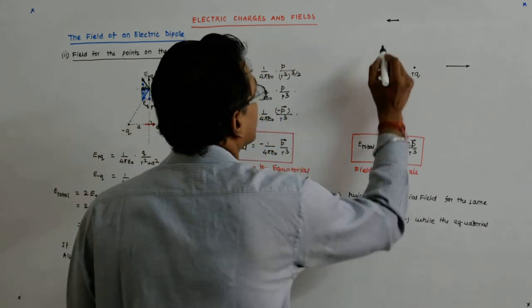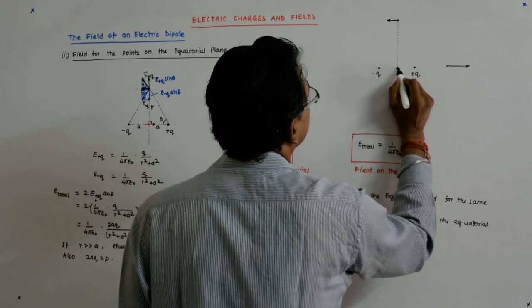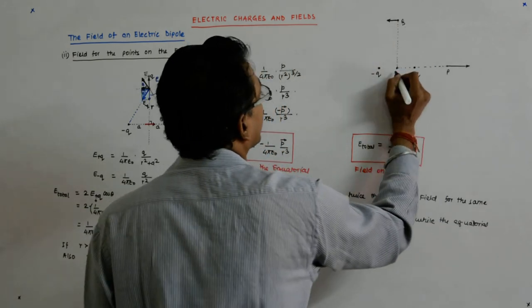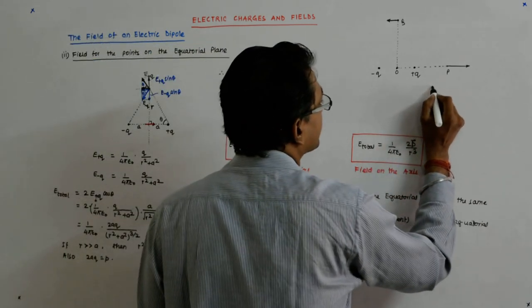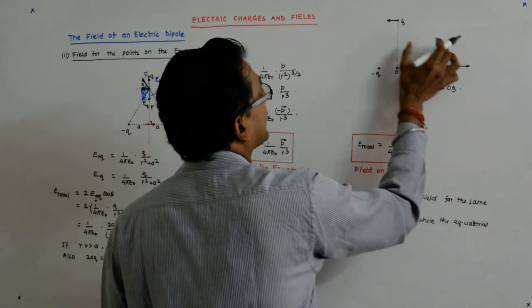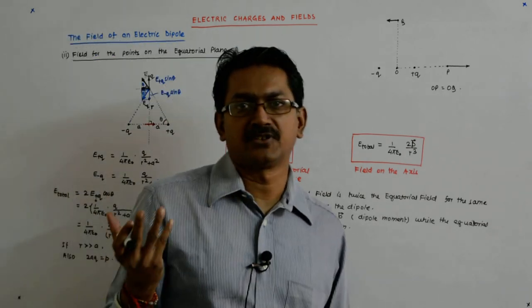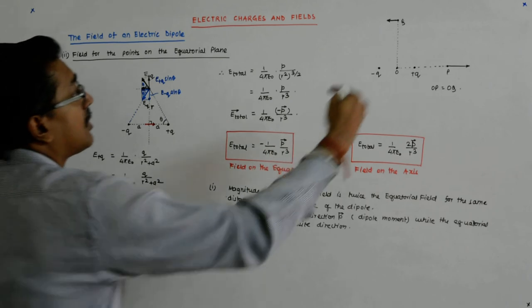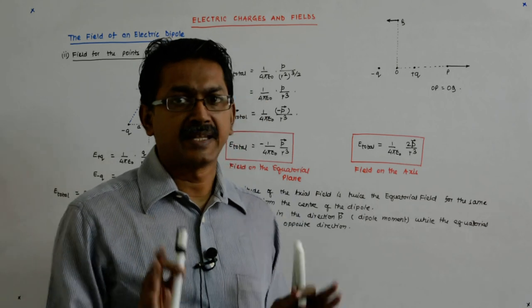So same distance. What I was saying was, if this distance and this distance is the same, distance of P is the same as Q from the center. If OP is equal to OQ, then this axial field will be double in length than this. So magnitude wise it is double, but direction wise they are opposite. One points in the direction of the dipole moment, the other points in the direction opposite to the dipole moment. Okay, that is something that has to be kept in mind.